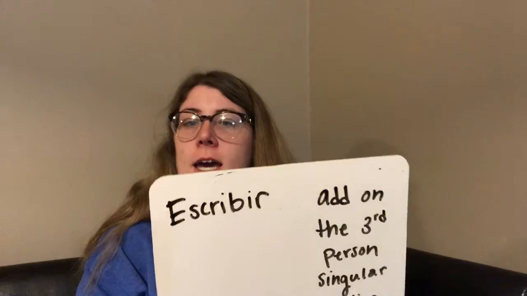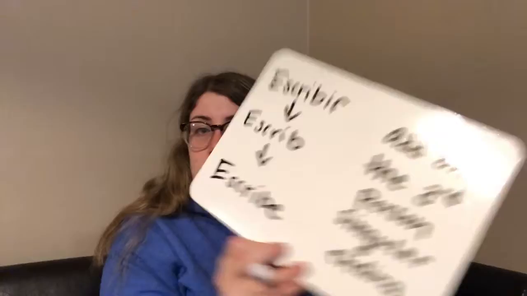So we've looked at AR and ER verbs. Now let's look at an IR verb. We're going to go with escribir, to write. So I have my verb in the infinitive. I'm going to take off my IR. I'm left with escrib. Now I need to add on my third person singular ending for an IR verb, which is the letter E. And then I have escribe, write. So that's how you conjugate affirmative tú commands. Mandatos afirmativos informales.